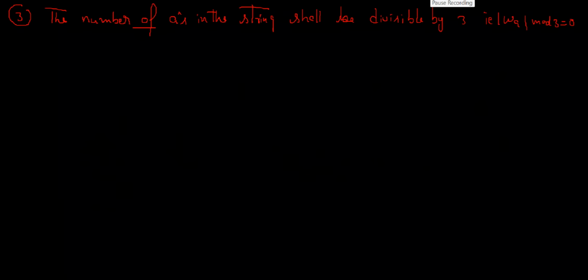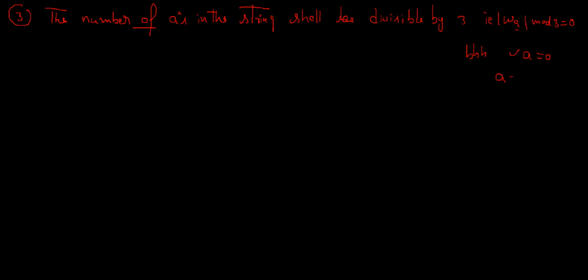Now in this problem, the number of A's shall be divisible by 3. That means when you divide the number of A's by 3, the remainder should be 0. This you can show as the modulus of w_a, where a means the number of A's. Number of A's shall be divisible by 3. So here, if we have 0 A's in the given string, suppose you have B. Here there is no A. That means A's are 0. 0 is divisible by 3. That means 0 A's is accepted.